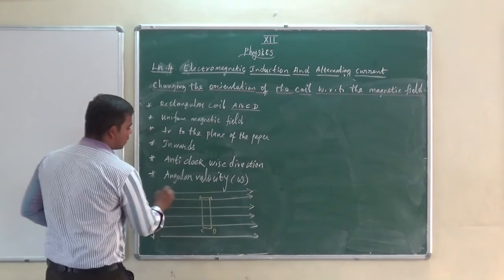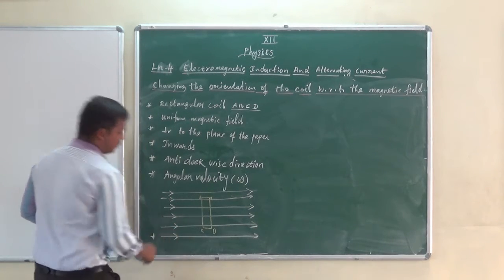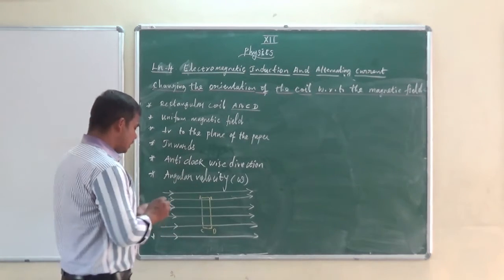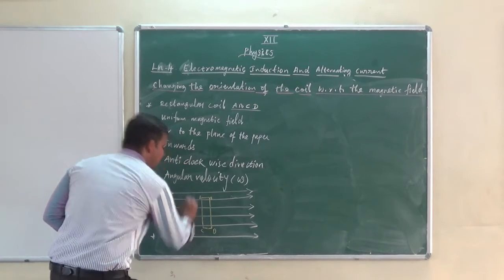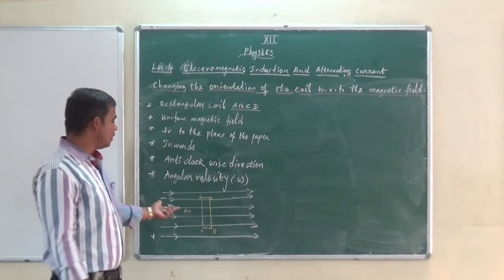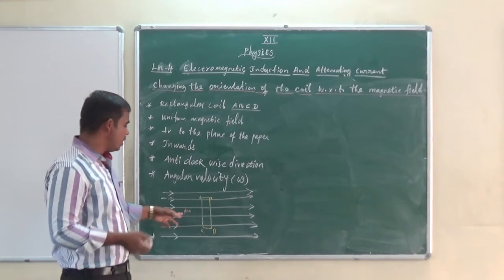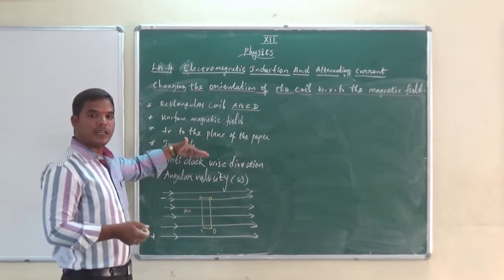What do these lines indicate? These lines indicate a uniform magnetic field. Suppose this is the top view; we call it the plan. What is that? Plan means top view. It is not in our book, just remember it to give you the idea. Plan means top view, if you look from above at the magnetic field.